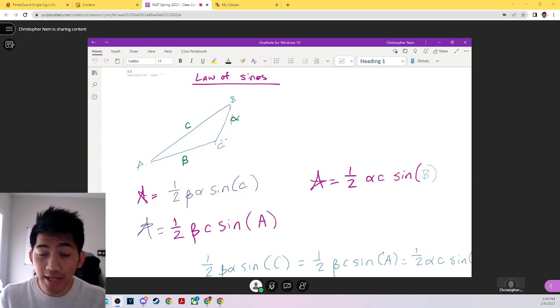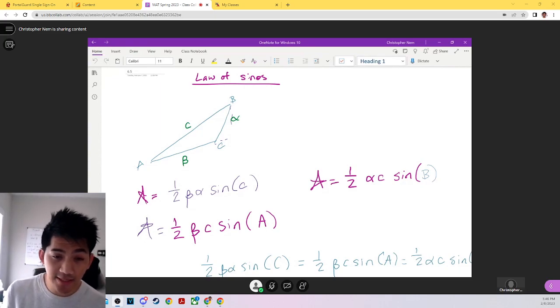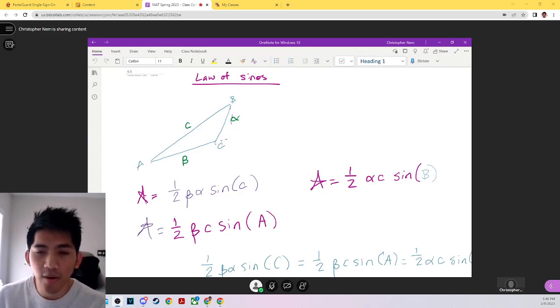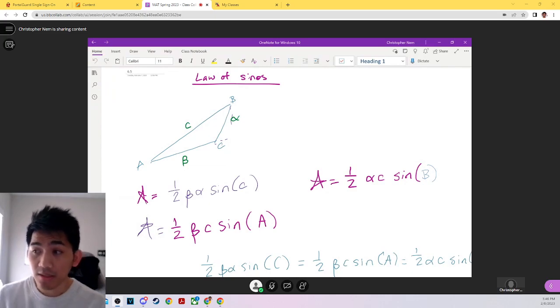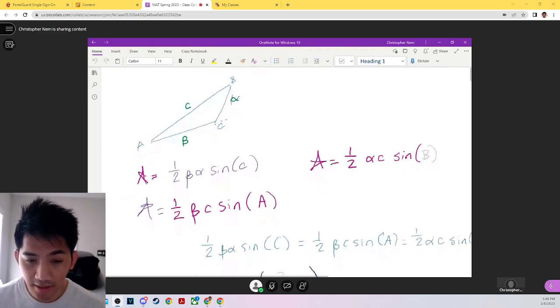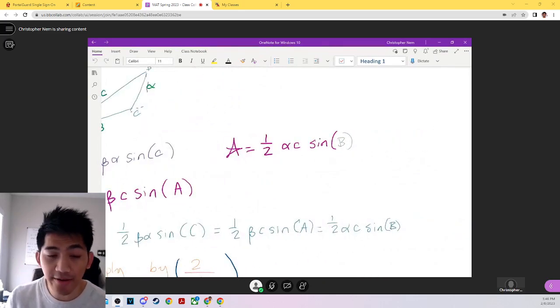If I wanted to use a different angle than angle C, like if I was given a different reference angle, then it would be 1/2 alpha c sine of B, or it could be 1/2 beta c sine of A. Either way, you can calculate the area of the triangle. Now it's important, since we have 3 different ways to calculate the area, they need to be equivalent. So I can make an equation out of it by saying them all equal to each other.